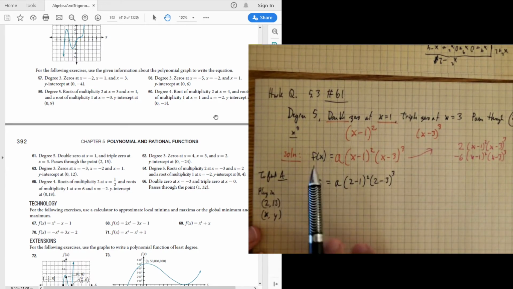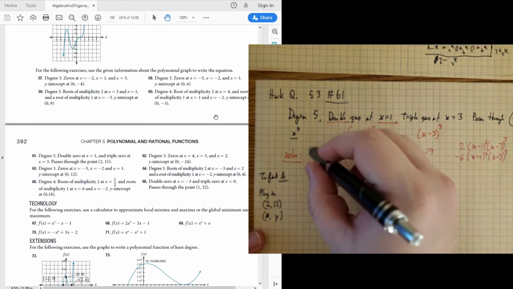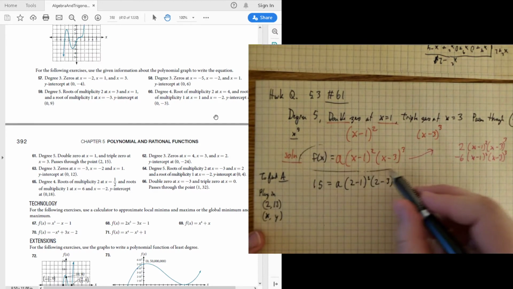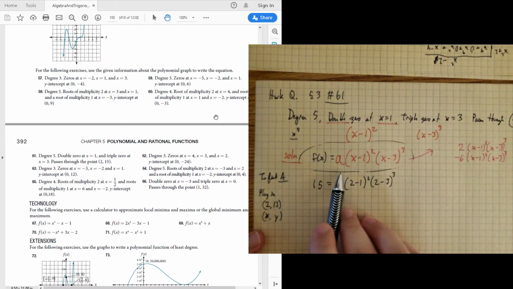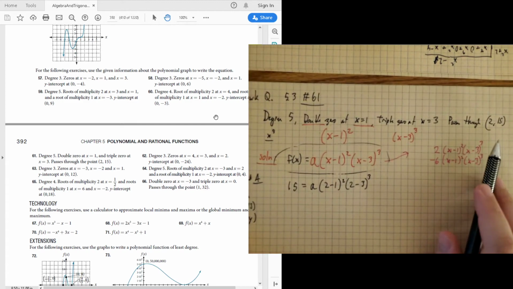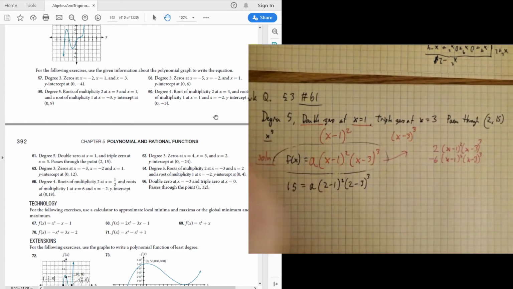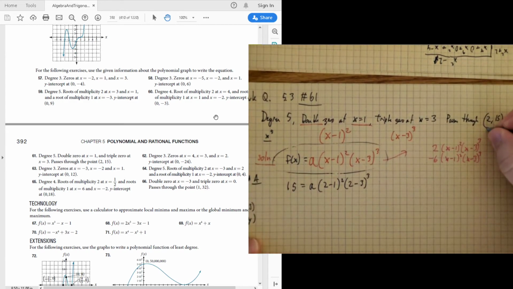So, this function by itself is a possible answer, but we just don't know what a is. So how do we find a? Well, we use what they gave us. Remember, what they gave us is an x value and a y value, or if you prefer, an x and an f of x. So what do we do? Well, we just plug those things into what we do know.